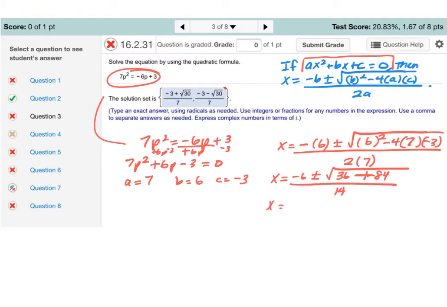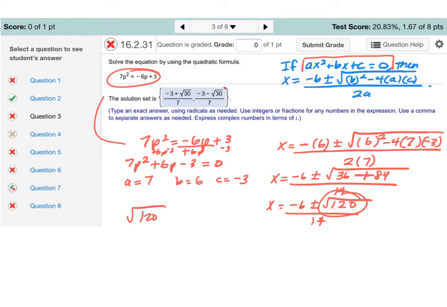Okay, so we have x equals negative 6 plus or minus the square root of 36 plus 84, which will give us 120, divided by 14. And so what we want to do first is simplify the square root of 120.